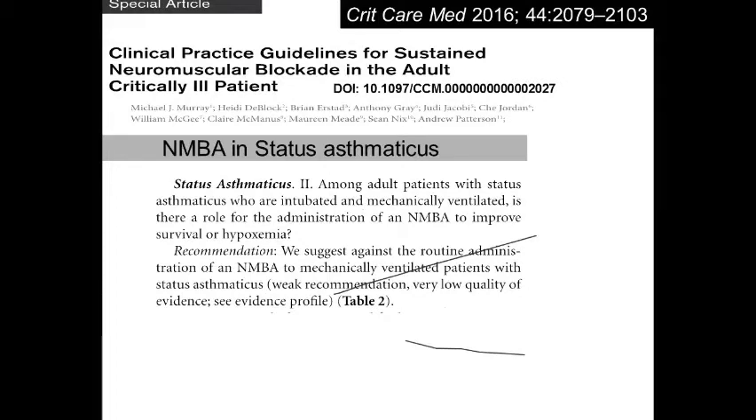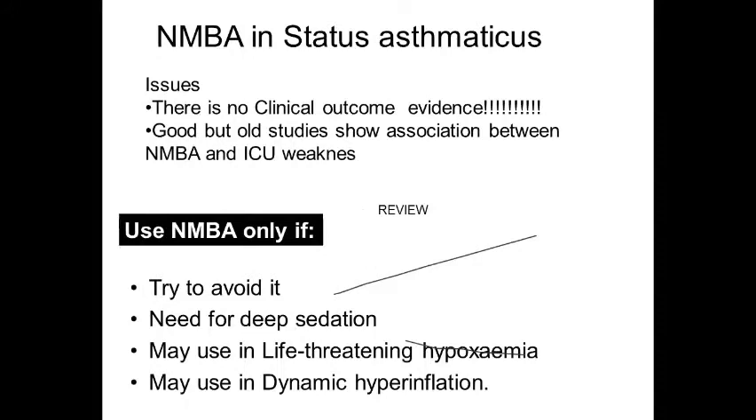Strange enough, the 2017 Society of Critical Care guidelines have very weak recommendations about using neuromuscular blocking agents in status asthmaticus. As a matter of fact, they vote against it, but there is no good and strong evidence behind their recommendations, and because of that, they decide not to use it routinely for status asthmaticus patients. There's no clinical outcome evidence.